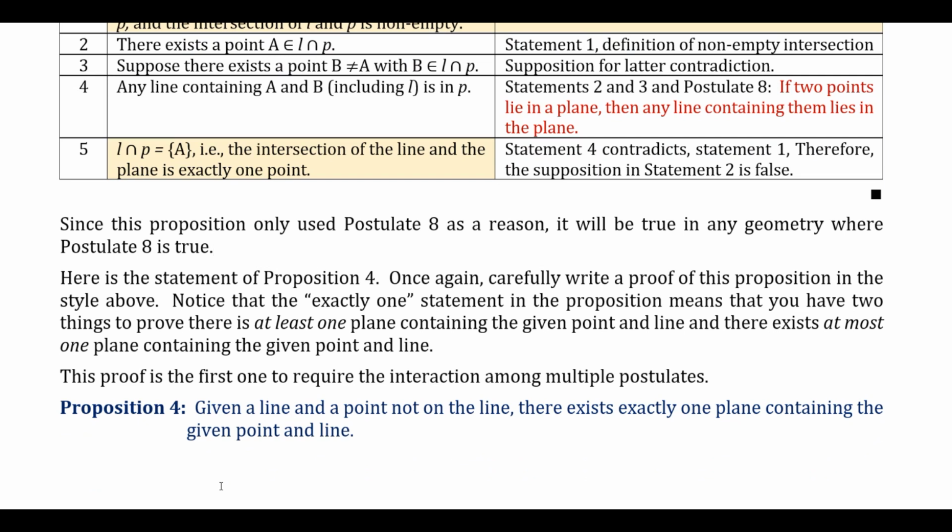Now, here's proposition 4. You might take a look at it before coming back for the proof in the next video. Given a line and a point not on the line, there exists exactly one plane containing the given point and line.